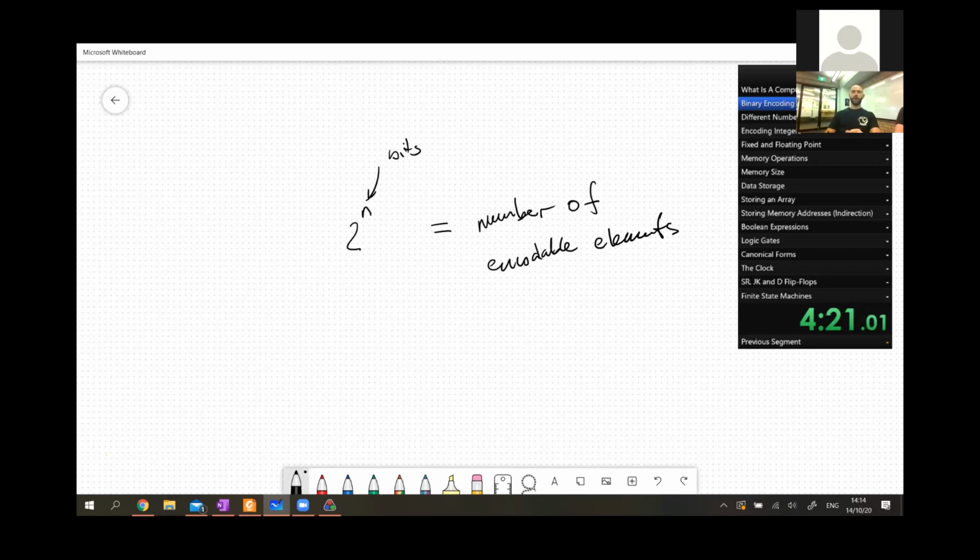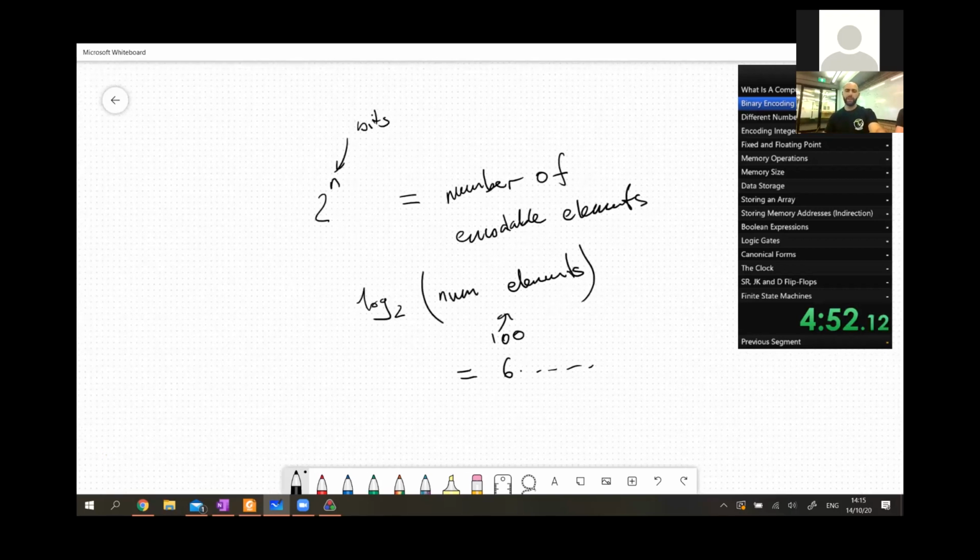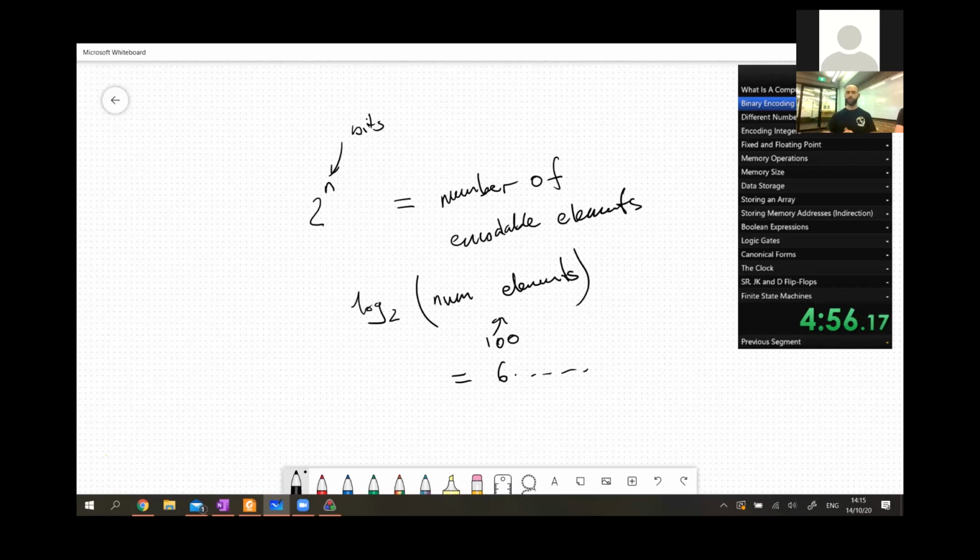Okay? Now going the other way around, if we know the number of encodable elements, but we don't know how many bits, well, we just use log base 2 of our number of elements. So in the case of 100, it's going to be 6 point something. Now we can't have 6 point whatever bits. We need to have a natural number, a positive integer. So we need to round up. So we know that we need at least this many. So we round up to the next whole number. So we need 7 bits, okay? If we put 2 to the 7 here, we have 128 encodable elements. If we put 6 in, we'd get 64, and that's not enough.